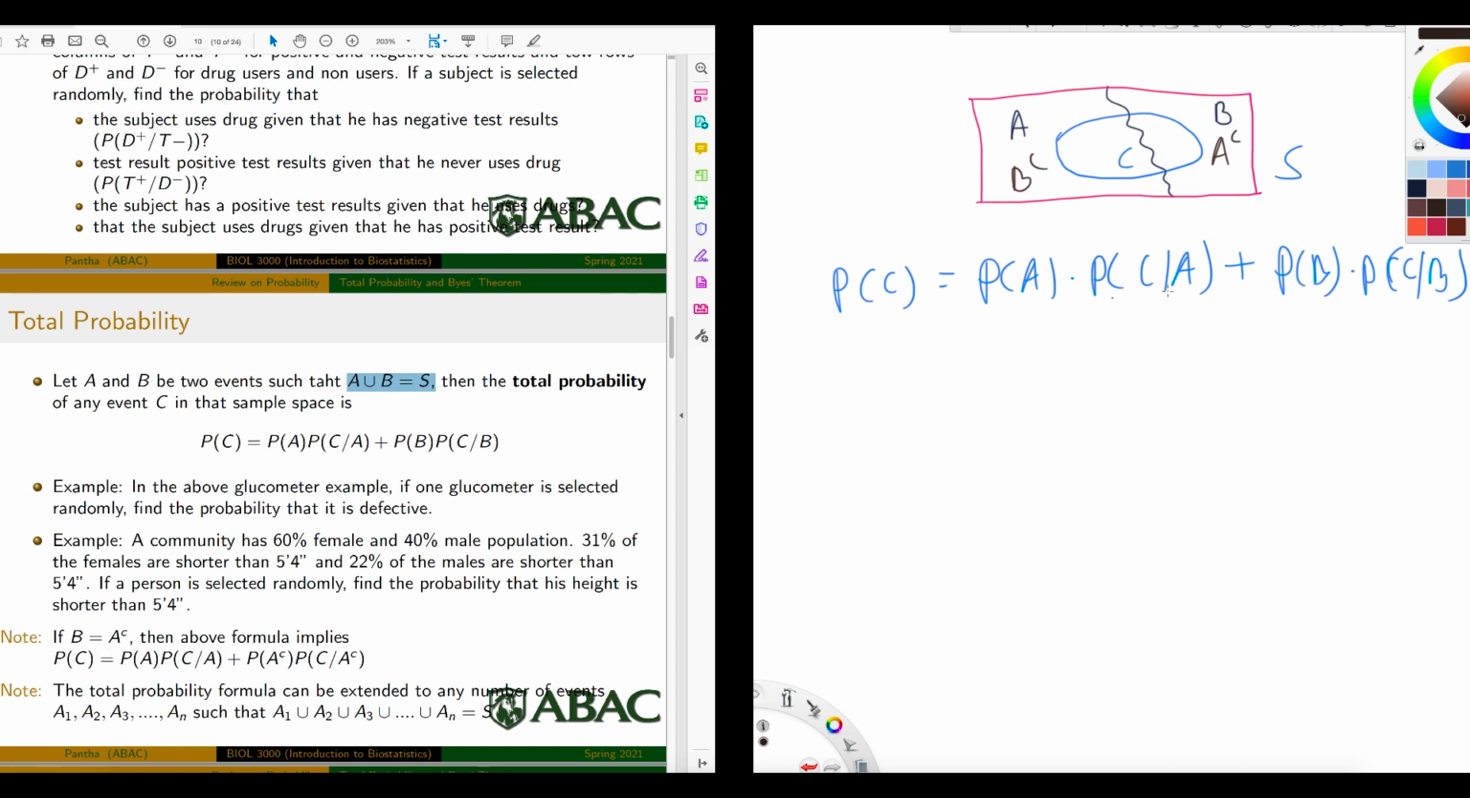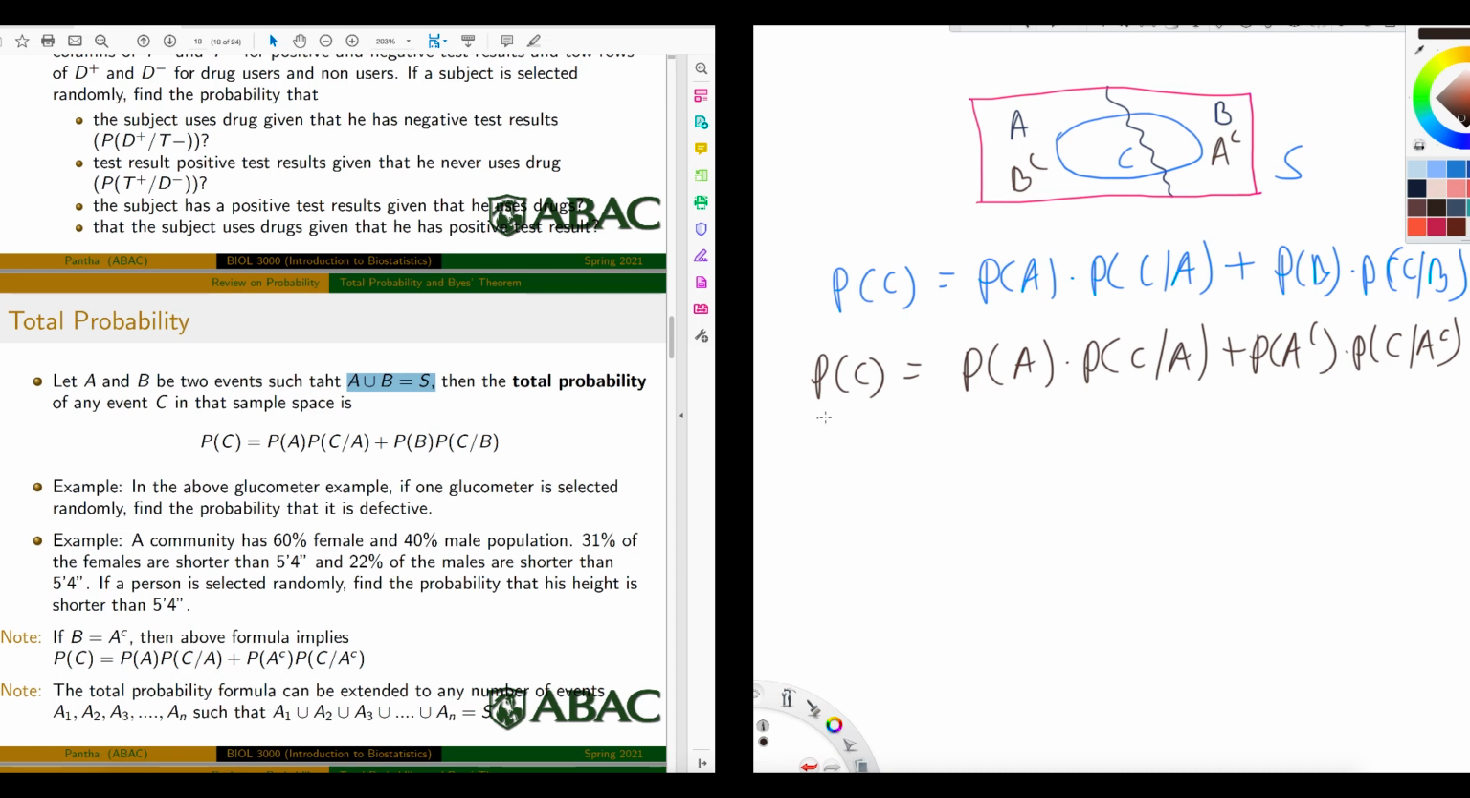If you replace B by A complement, then what do you get? The probability of C will be the probability of A times the probability of C in A, plus the probability of A complement times the probability of C in A complement. That's what you will get, because A complement is everything outside A. Okay, and the next thing it says is the total probability formula can be extended to any number of events.